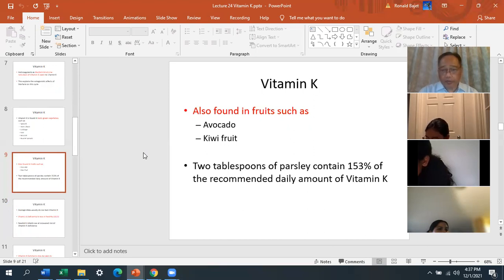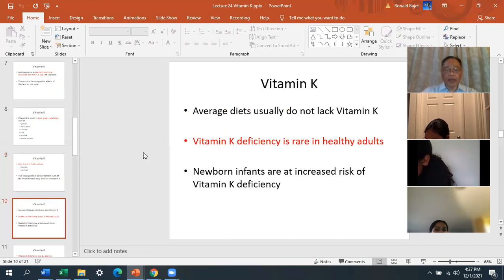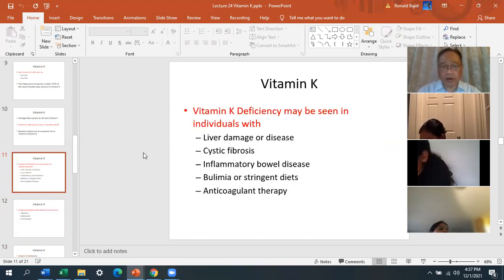And 2 tablespoons of parsley contain a ton of vitamin K, 153% of the recommended daily amount of vitamin K, if you like parsley. Average diets usually do not lack vitamin K. So vitamin K, like I said, is found in almost every meal that you consume. Vitamin K deficiency, therefore, is rare in healthy adults. Newborn infants are also at risk of vitamin K deficiency because their livers are not fully developed, because vitamin K is made in the liver.